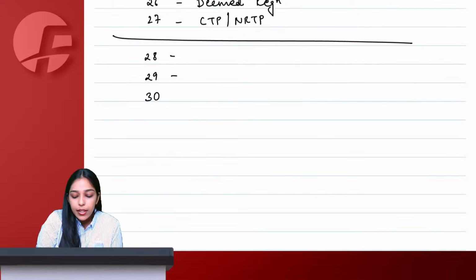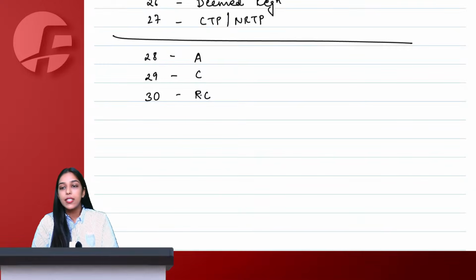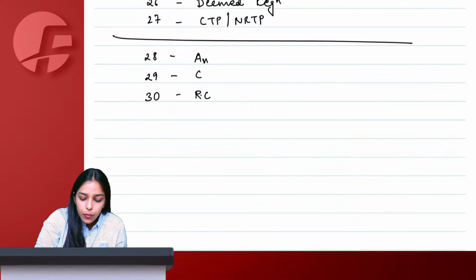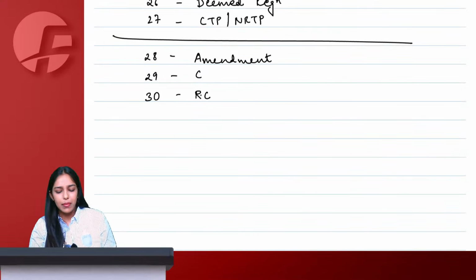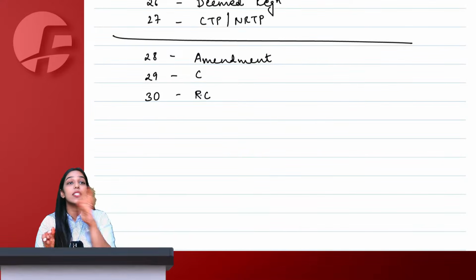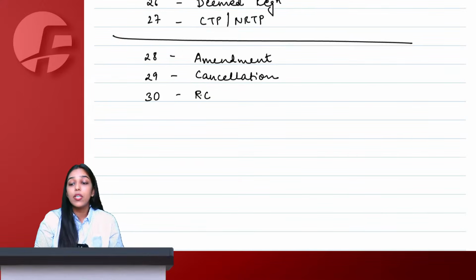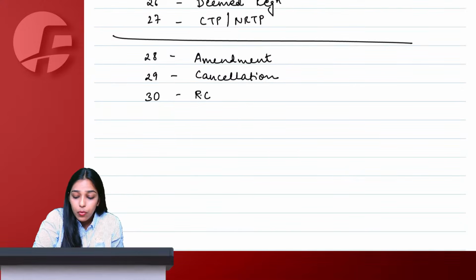Finally, 28, 29, 30 we study together, which are amendment, cancellation and revocation of cancellation. After taking the registration and doing all the procedures, now I want to amend something, like changing my mobile number, my address, my email ID. So that is amendment. But some say, forget amendments, we will simply cancel the registration. Registration got cancelled. Now we want to revoke the cancellation, so section 30 talks about revocation of cancellation.